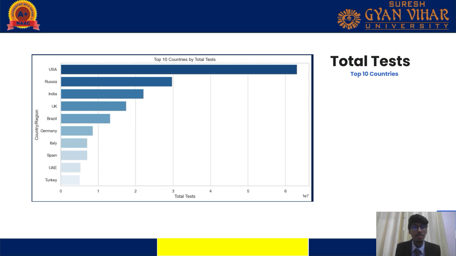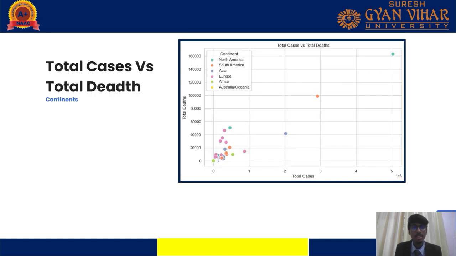The next is total tests. The total tests are performed by the USA as the maximum number, as we also saw in our analysis, and it is also confirmed in our visualization. This is the top 10 countries which performed the most total tests. Visualization makes it easy for any non-technical person to understand the data. This is the total cases versus total deaths graph. Here we have the 7 continents, and we plotted a scatter plot that confirms the total cases and total death figures.